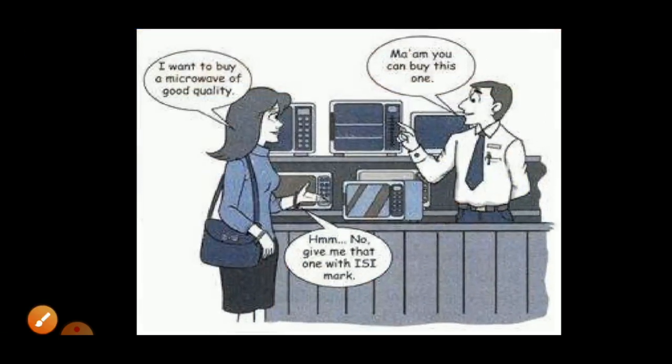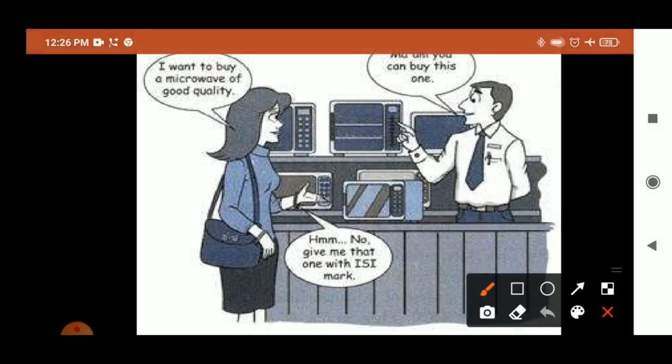Okay, the next thing is that the seller should not deviate the buyer from getting one product to the other. That is what is happening in this picture. You can see he's saying, ma'am, you can buy this one. So what does she say? I want to buy a microwave oven of good quality. No, no, give me the one which has the ISI mark.